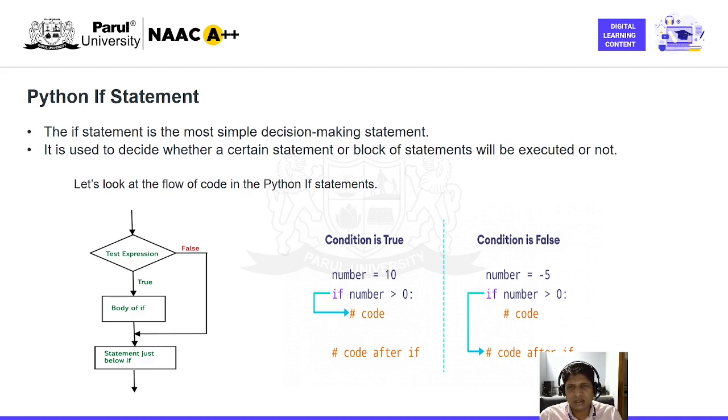Suppose, for example, you are going to vote, and the officer asks you whether your age is greater than 18. Then you can vote, otherwise not. It means a specific condition is there, and once we check the condition, if it is true, then we enter into the if body, otherwise we stay out of the body. You can see the condition is true if the number is 10. If the number is 10, the condition is true.